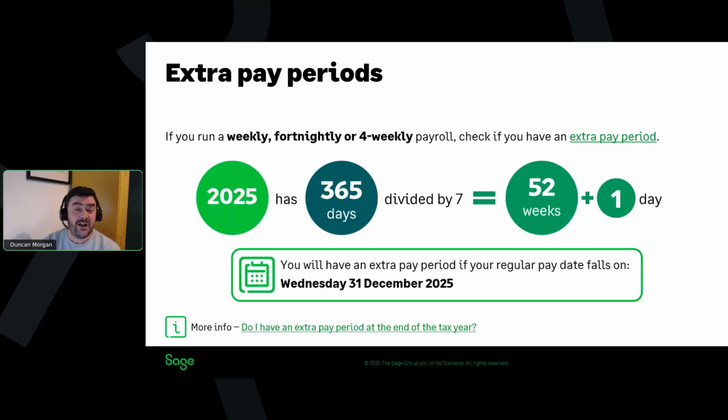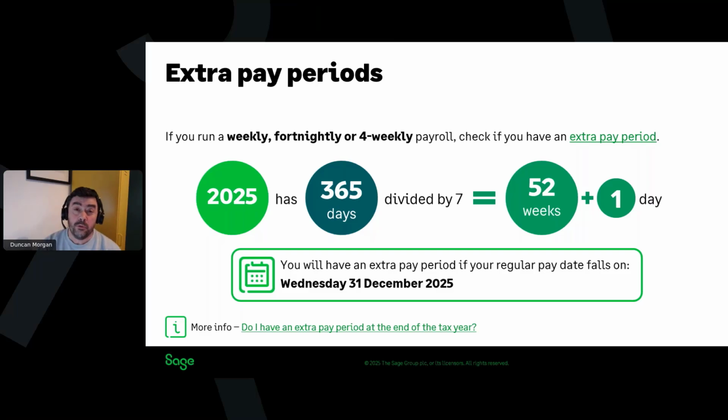So in 2025, there are 365 days. If we divide that by 7, we have 52 full weeks and that 1 extra day. And if your usual pay date happens to land on that extra day, that's when you have the extra pay period. So for this year, you'll have an extra pay period if your usual pay date falls on Wednesday, the 31st of December.